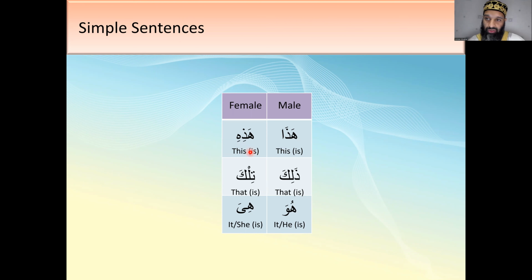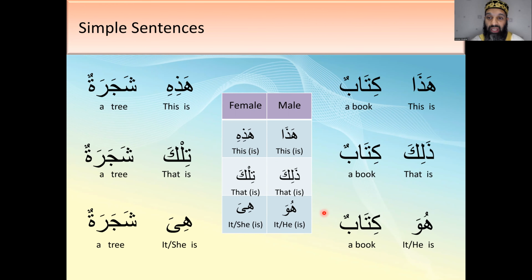So هذا, هذه go together, ذلك, تلك go together, and then you have هو and هي. Huwa means it is, or it could mean he is, depending on what is being spoken about. And hiya the same, but for feminine. So we had this table to learn, and these were examples. So hadha kitabun. You're not going to say hadhihi kitabun, because kitabun is masculine. Again, dhalika kitabun and huwa kitabun.